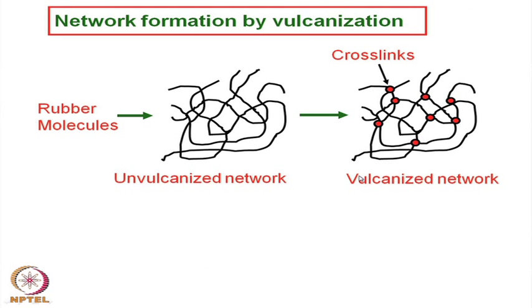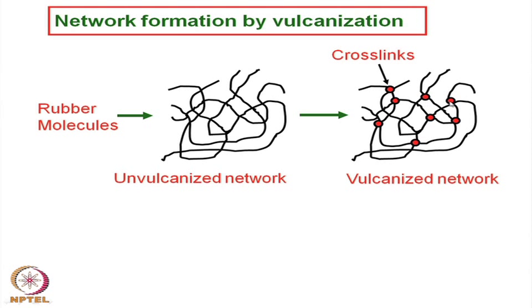Now, you just look into the network, the 3-dimensional network which is supposed to be formed. Before vulcanization, rubber molecules can be viewed in this entangled or coiled configuration, it is an unvulcanized network, you can say. Now, on reaction with sulfur, accelerator and accelerator activator, all those things, what happens? The rubber molecules are interlinked through sulfur, as I showed you the mechanism in the previous 2-3 slides.